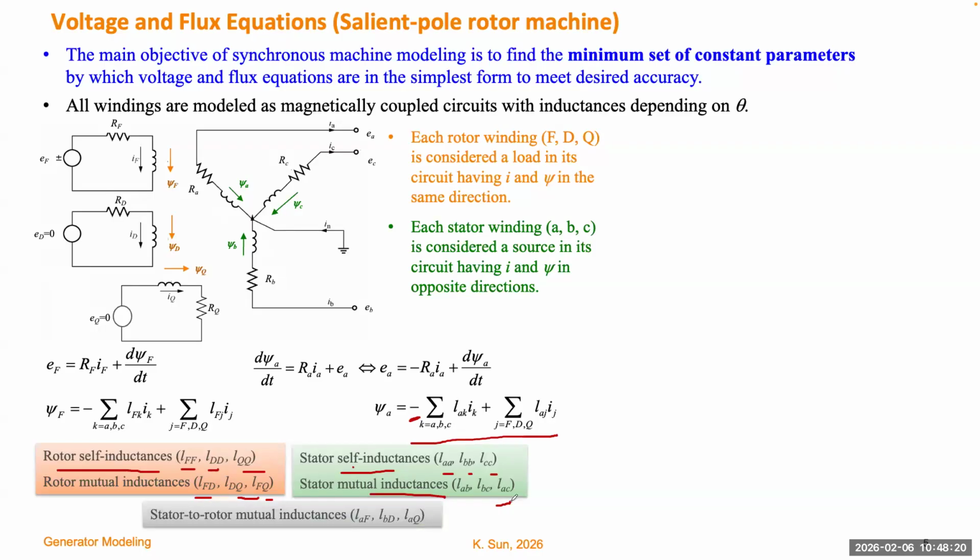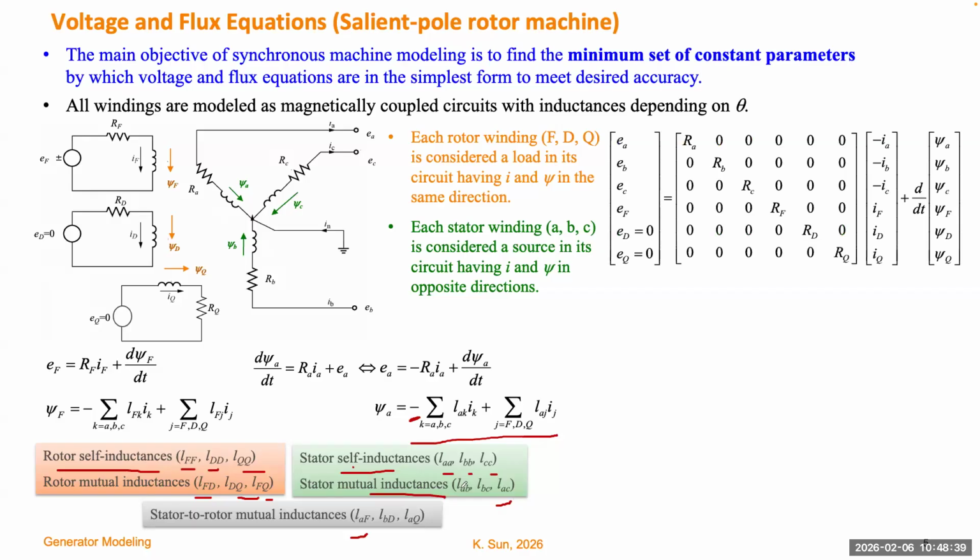Finally, we'll have mutual inductances between stator and rotor. Those L's will have the first subscript from the stator and the second subscript from the rotor. So it'll be one lowercase letter and one capital letter. Okay, so now we can put all the equations together. We have 6 voltage equations.